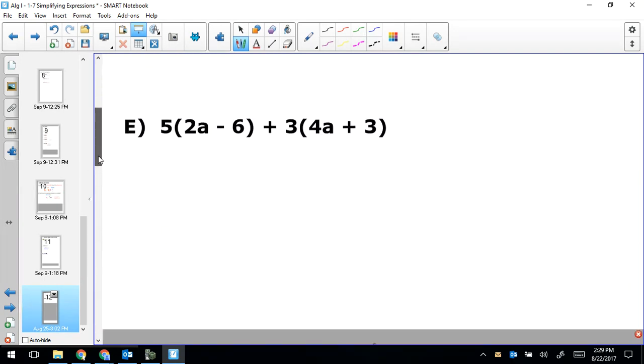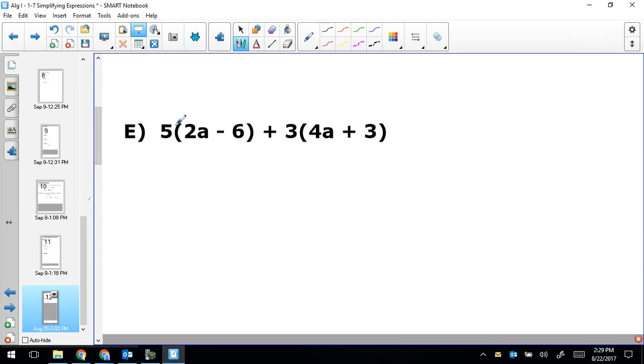Whoa, that escalated quickly. Holy cow. Two distributive properties. I'm going to do both of them at the same time. 5 times a 2a. Now, remember, whenever you've got a coefficient out front here, you've got to take this 5 times 2a. 10a. 5 times a negative 6, minus 30. 3 times 4a, 12a. 3 times 3 gets us a 9.